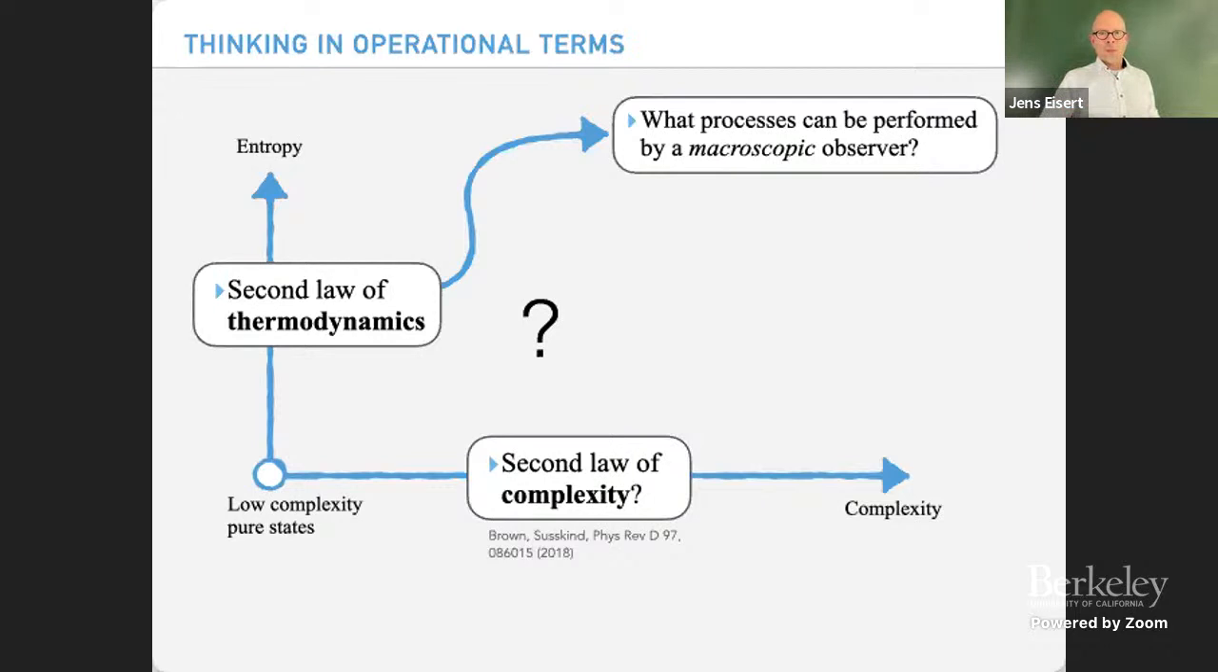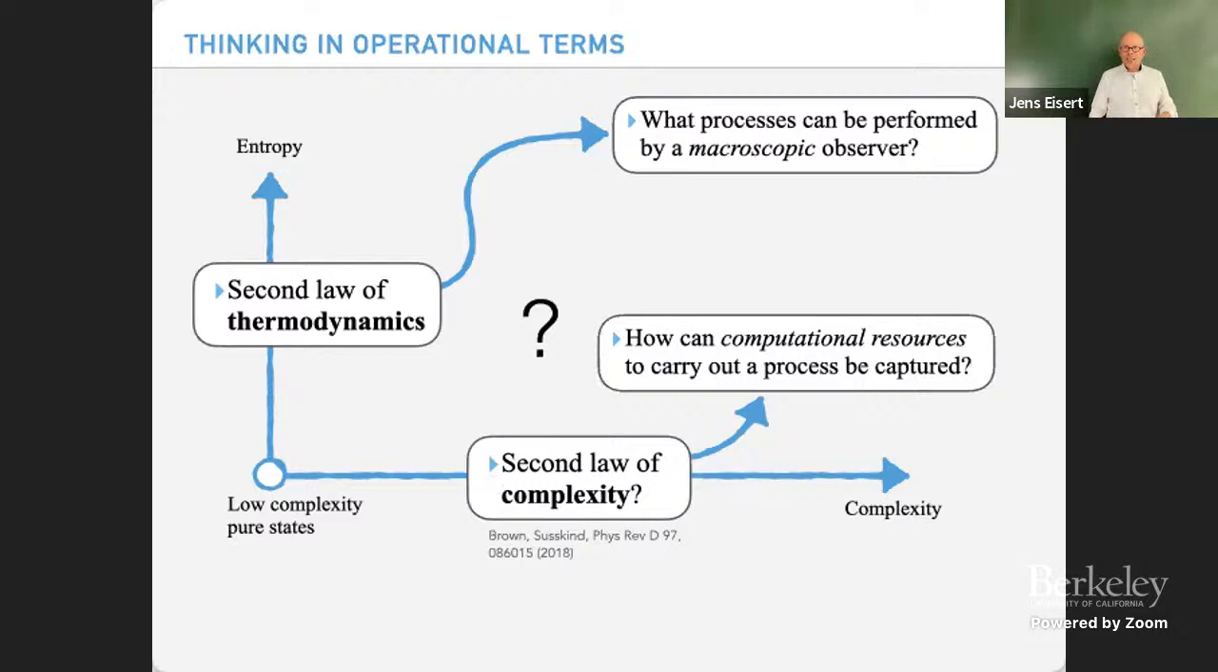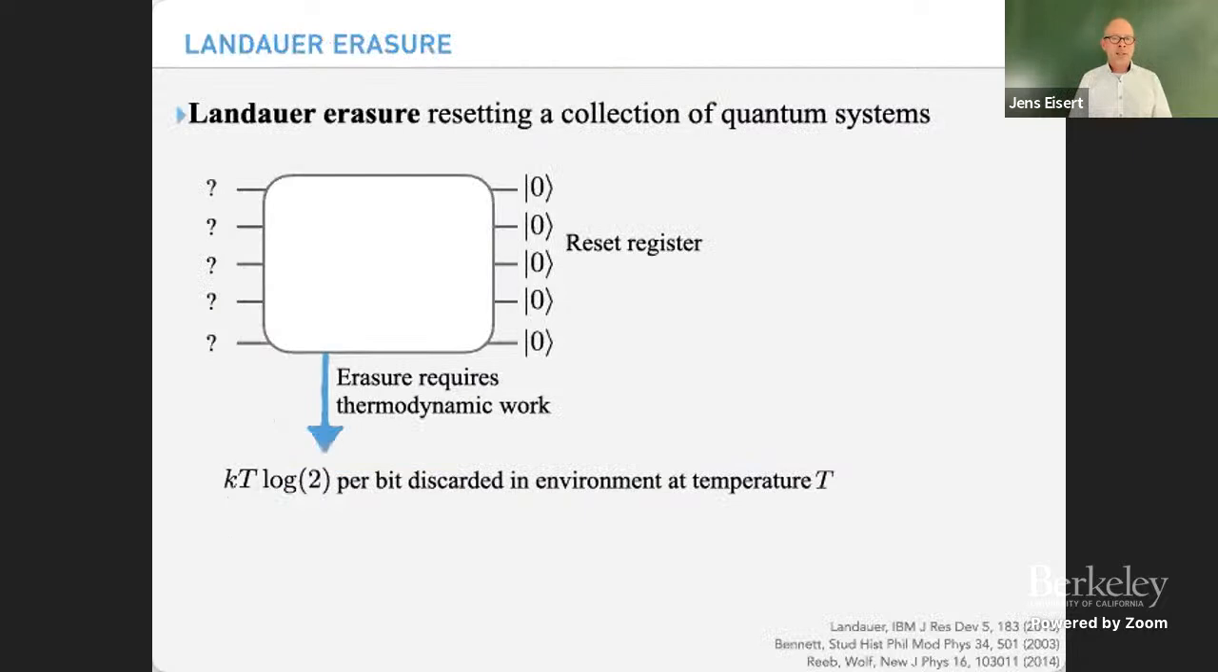So on the complexity side, we would ask how computational resources can be captured to carry out a given process. And we can think a bit about what the middle ground would be like, where there's an interplay between entropy on the one hand and complexity notions on the other, by way of a most paradigmatic process, namely that of Landauer erasure. Now, Landauer erasure is the task of resetting a quantum memory, a collection of quantum systems prepared in some unknown mixed state.